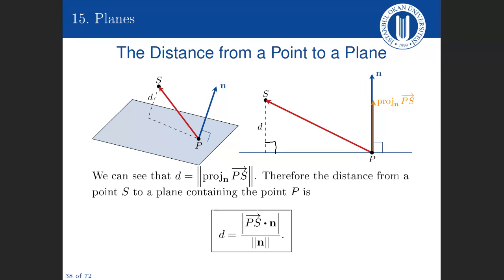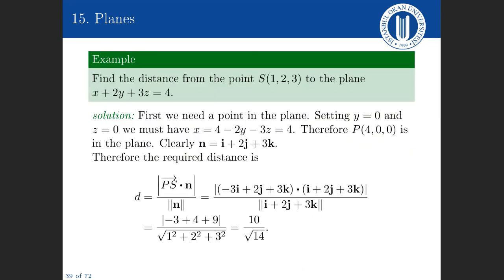We already have a formula for the projection of a vector onto a vector from last time. So we can write down a formula for the distance from a point to a plane. And here's another one of these formulas which you will want to have written down before an exam. This distance is the absolute value of PS dot N divided by the norm of N. Let's do an example.